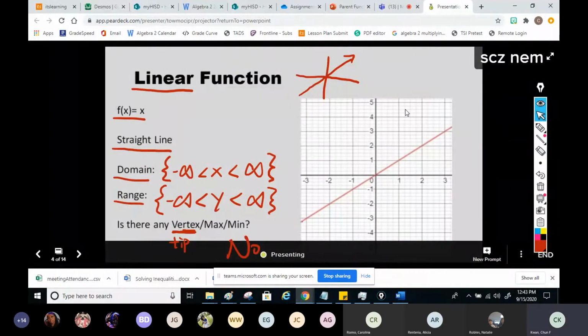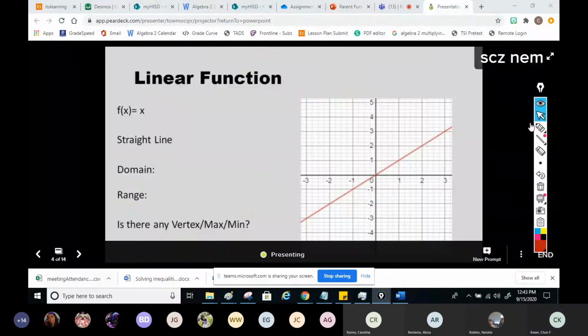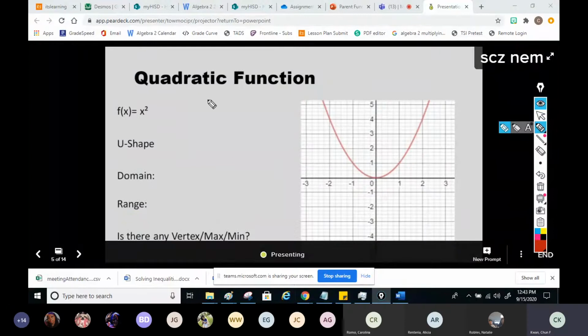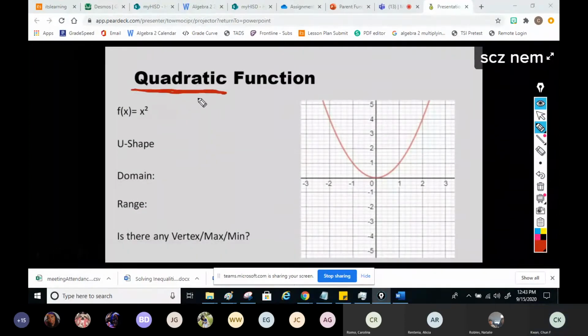All right, now moving on to the next part. All right, so the next one is quadratic function. So like I said, write down the name and then write down the equation. F of x equals x squared. This is x squared, which means x times x. You have a number times itself. That's what x squared means. And then it looks like a U. It looks like a letter U.